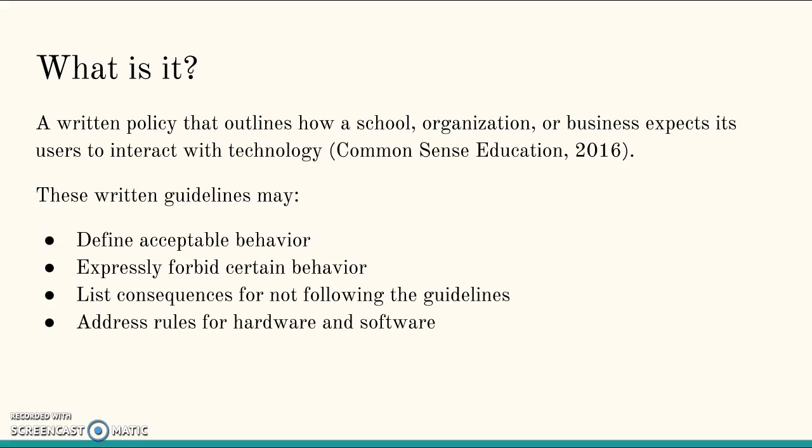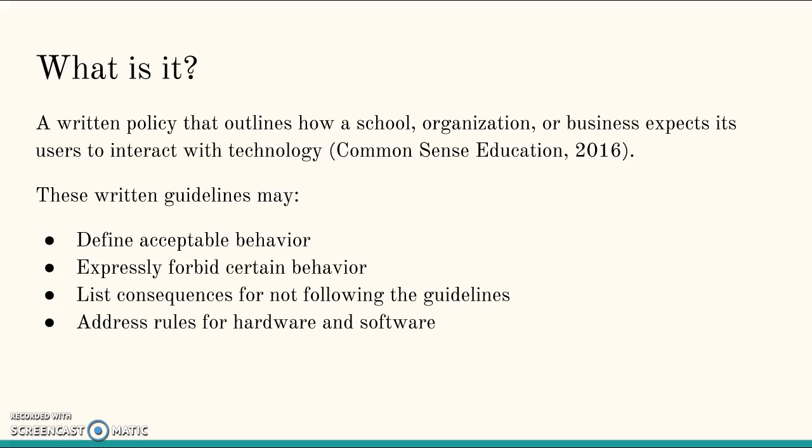AUPs by Elena Grubb. An acceptable use policy is a written policy that outlines how a school, organization, or business expects its users to interact with technology. Most companies and schools have an AUP that's unique to them. Depending on the organization, AUPs can vary widely in length, content, and/or wording.